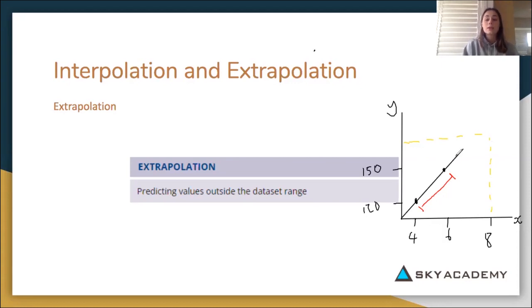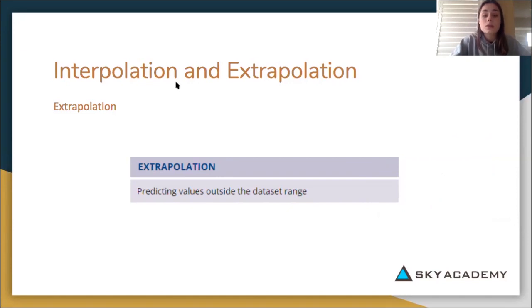So extrapolation is not accurate because you weren't given values within the range. You are predicting something outside the range, so you could be completely off because you're not sure, because the value was not within the range. So let's have a look at an example of this.